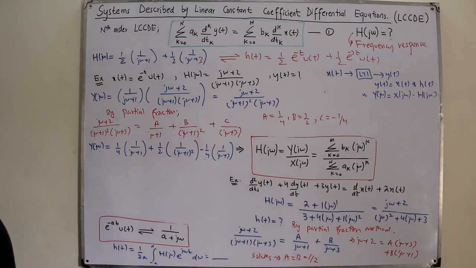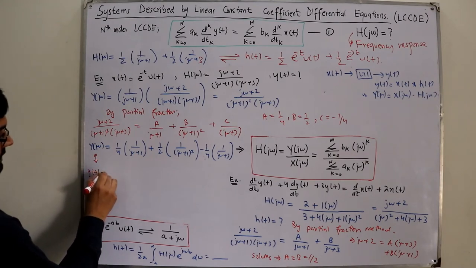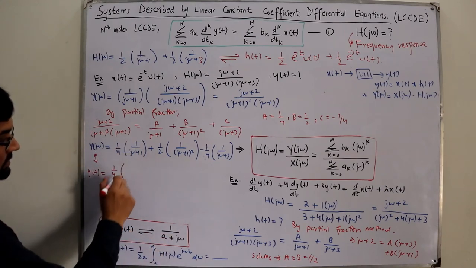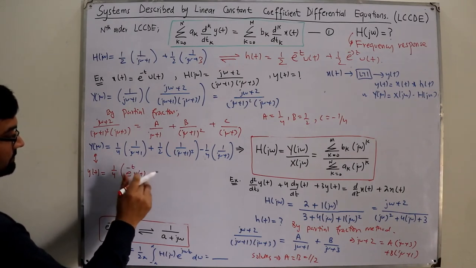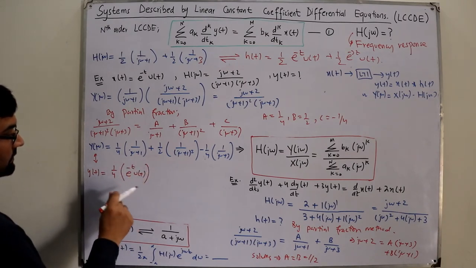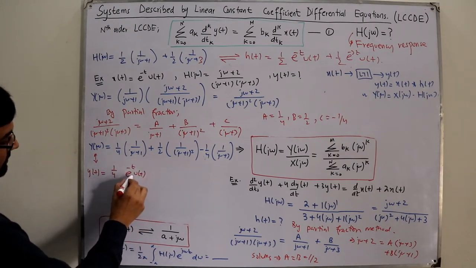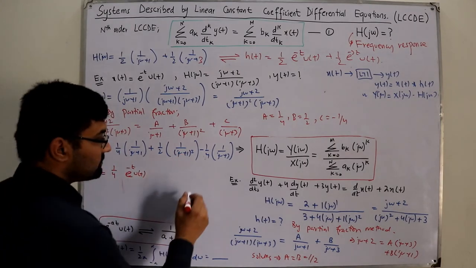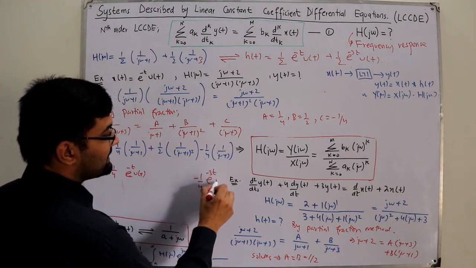The corresponding y of t would be what? 1 over 4, for 1 over jω + 1 you have an exponential of negative t u of t. Plus 1 over 2, you have a squared over here, let it be. Then you have a minus 1 over 4, you have an exponential of negative 3t u of t.